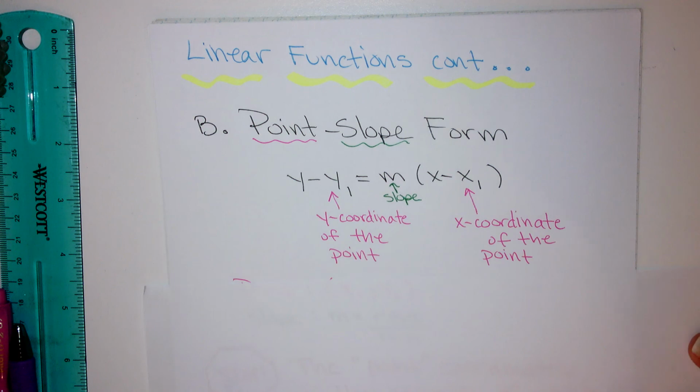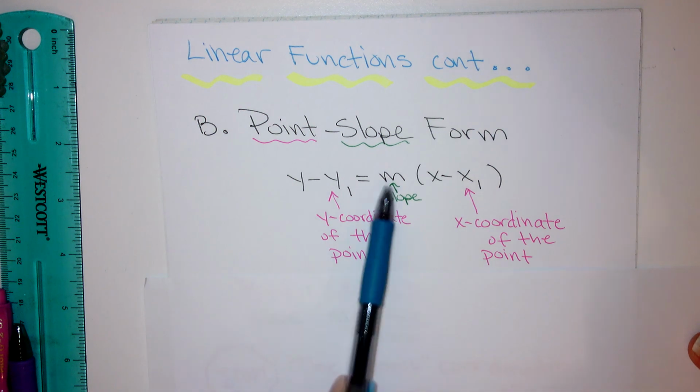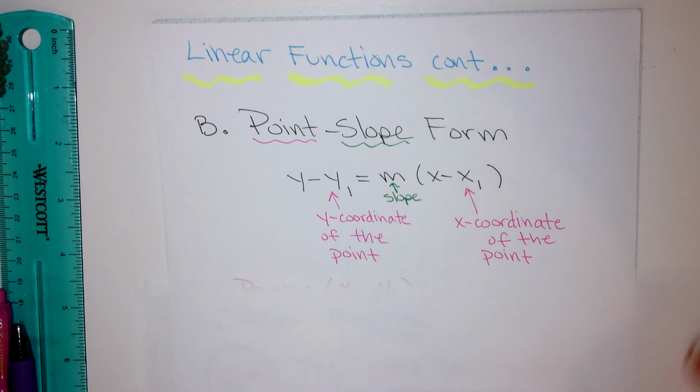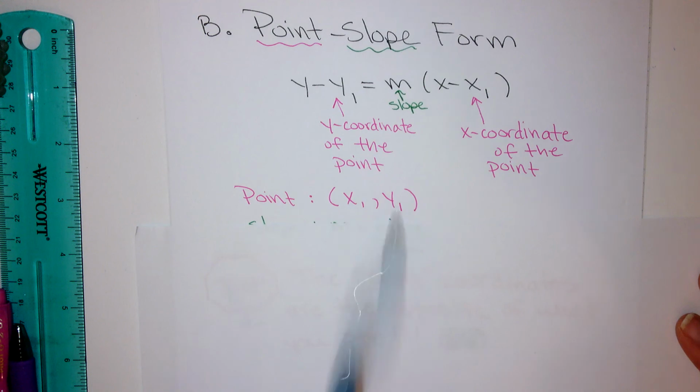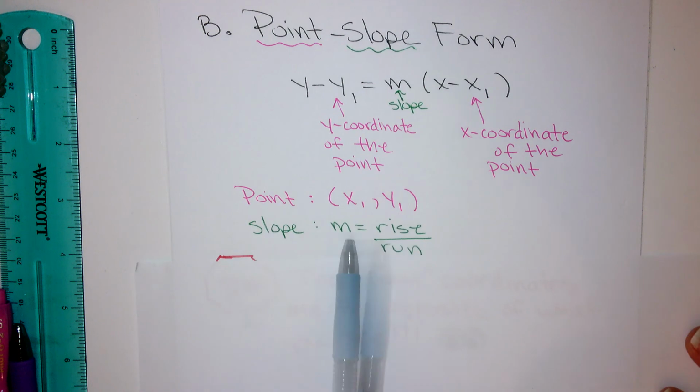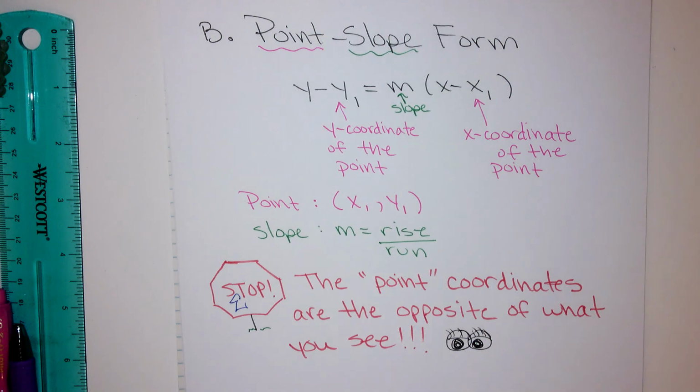Now if you take a look, x1 is the x-coordinate of our point, y1 is the y-coordinate of our point, and m still represents our slope. So this means our point is going to be at x1, y1, and our slope doesn't change, it's rise over run.